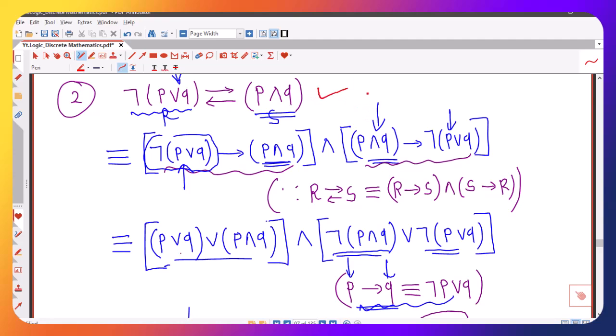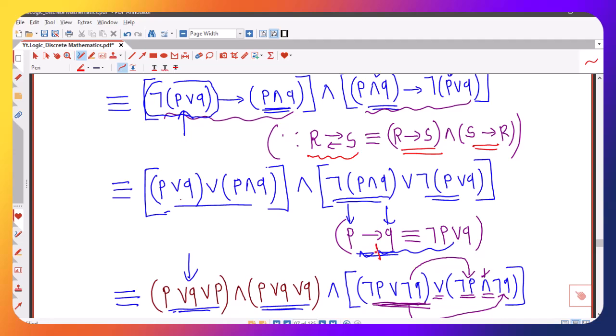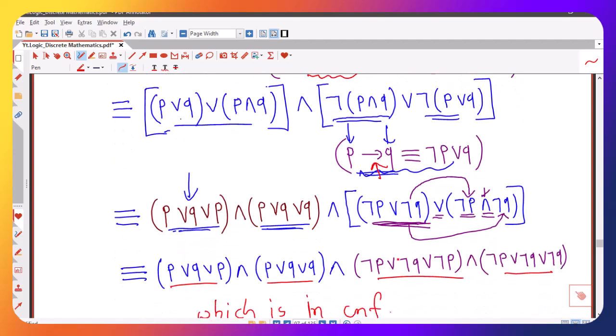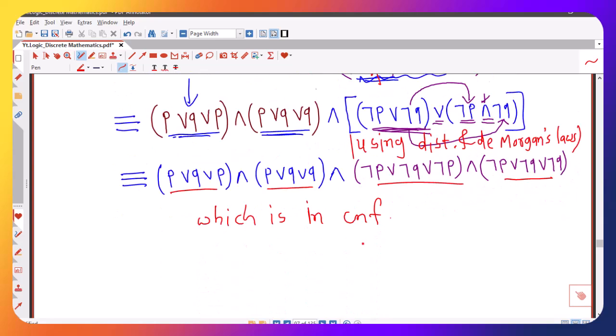First, what we have done, we have replaced this biconditional statement by its equivalent form, and then we have replaced this conditional implication by using this logical equivalence. After that we are using distributive law. So we can write in the bracket here we are using distributive law as well as De Morgan's law. Whatever laws you are using, you have to mention in the bracket.